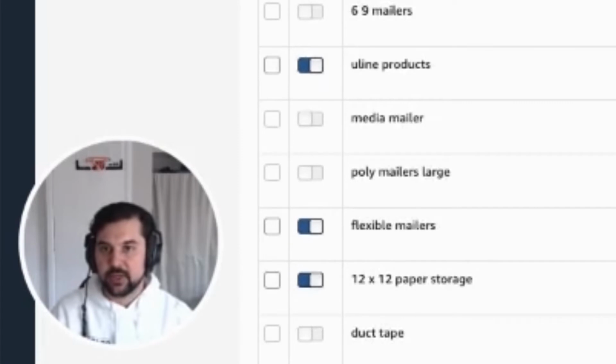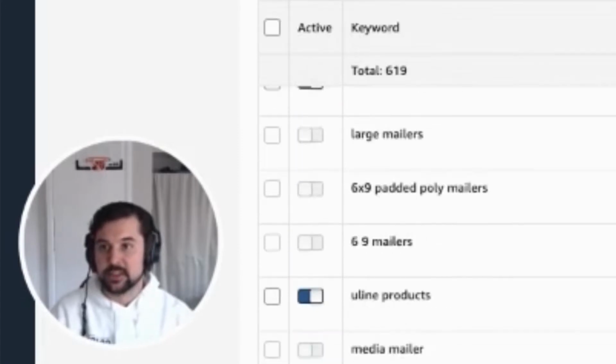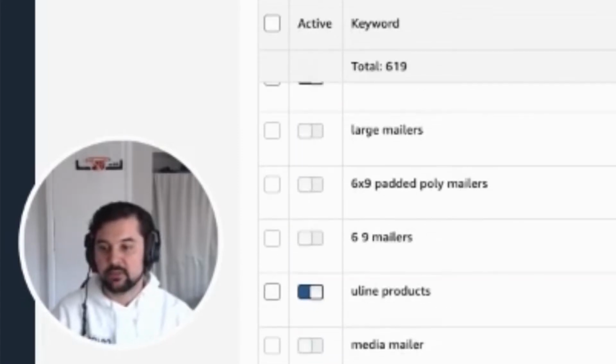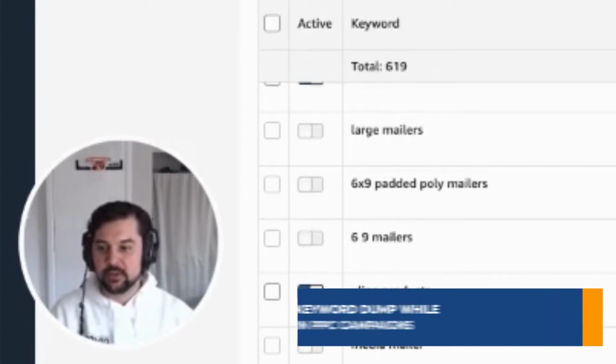The next easiest way to lower your ACoS account-wide, and this is a mistake I see in a lot of campaigns that I look at that I haven't been managing, new accounts, people wanting a hand, is they do a keyword dump.